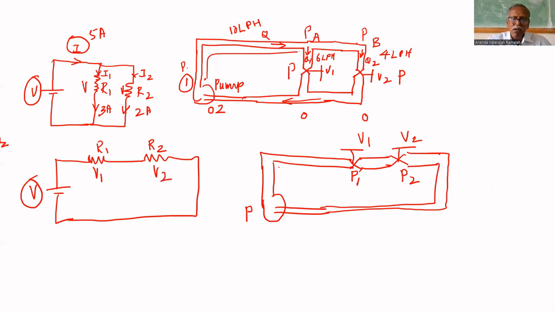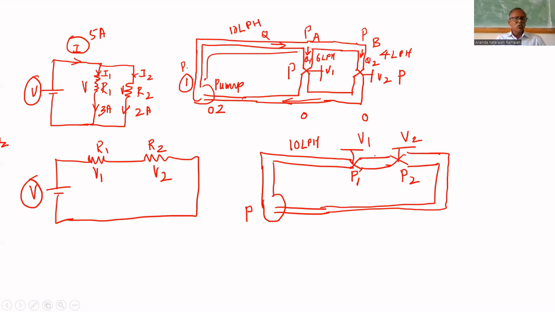You know that, suppose both valves are completely open. Let us assume that now the total flow rate is 10 liters per hour. Both valves are completely open, 10 liters per hour. Suppose I am closing V2 partially. What will happen? Flow rate is reduced to 5 liters per hour.